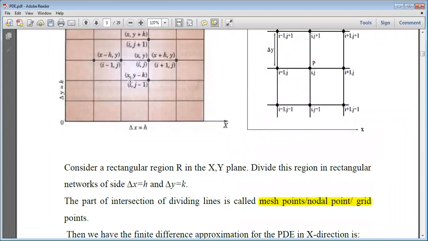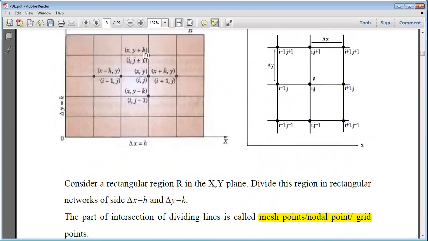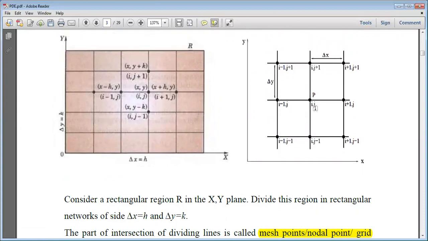(x, y), (x, y − k), (x + h, y) are some of the grid points or nodal points. These xy points may be designated in terms of i and j for simplification. Here P is designated as (i, j), then this point is designated as (i + 1, j), and this point as (i − 1, j). Likewise in the y direction it is j + 1 or j − 1. Likewise we can define the nodal points in terms of xy or in terms of ij.